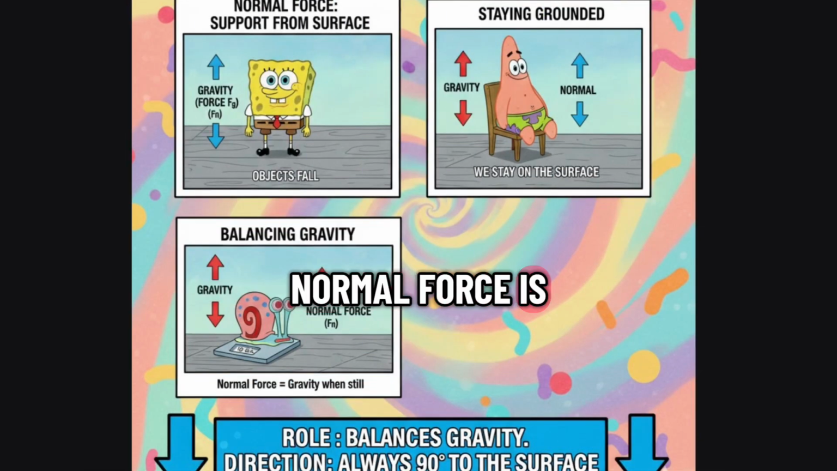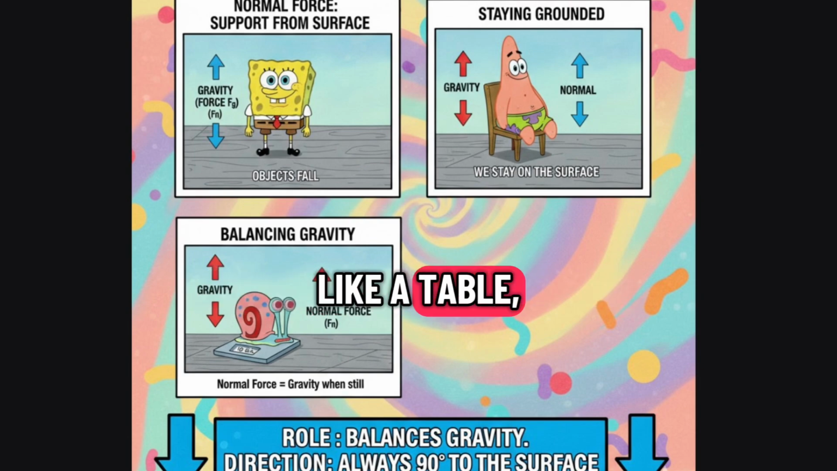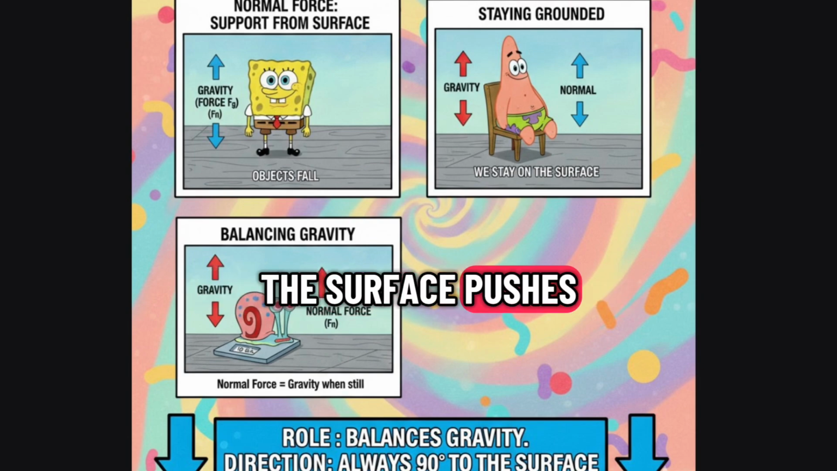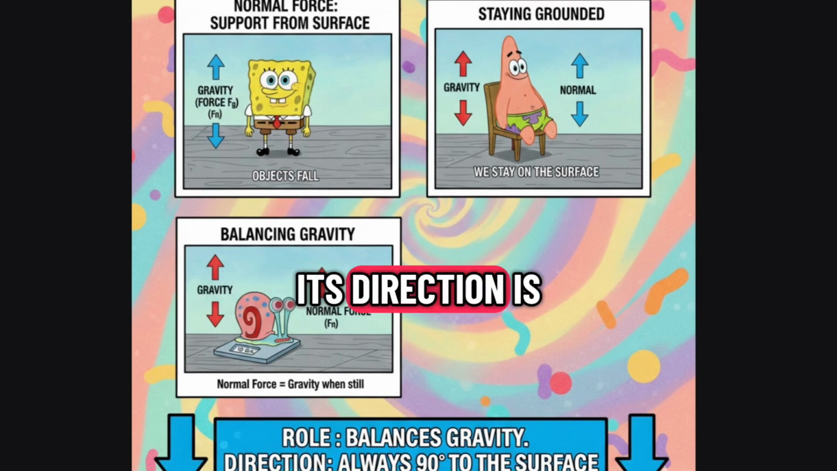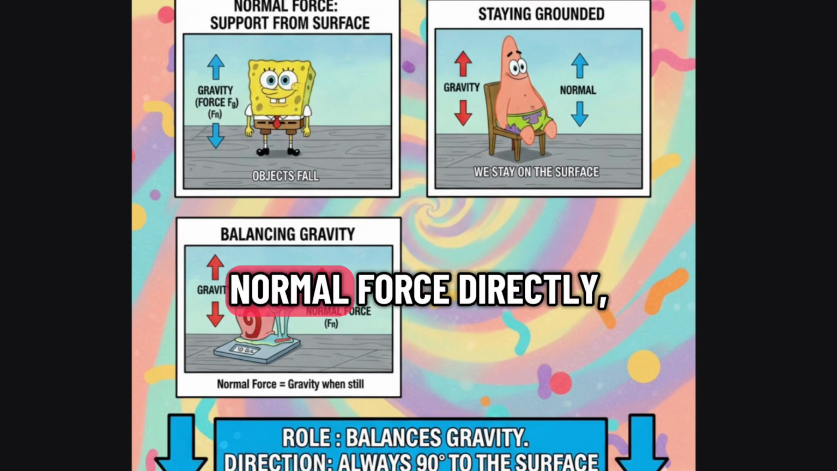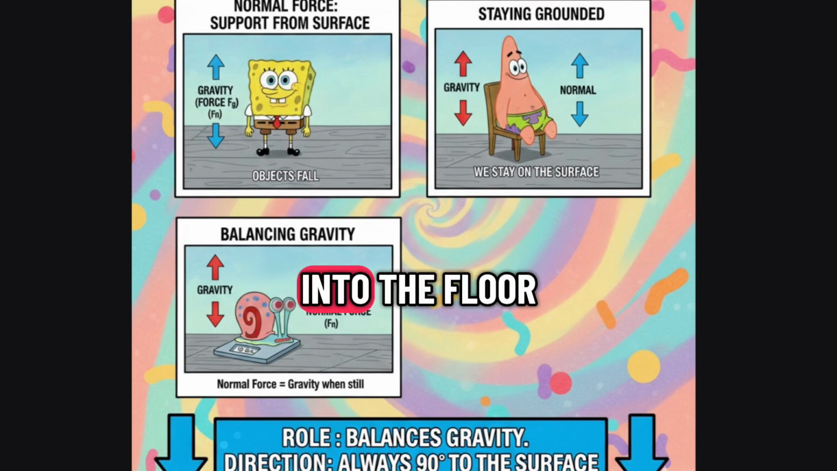Normal force is the support force from a surface that pushes back on an object. Whenever something rests on a surface, like a table, floor, or chair, the surface pushes upward on it. This keeps the object from falling through. Its direction is always perpendicular, or 90 degrees, to the surface, and its role is to balance the gravitational force on an object. You can't feel normal force directly, but it's what allows objects to stay in place instead of sinking into the floor.